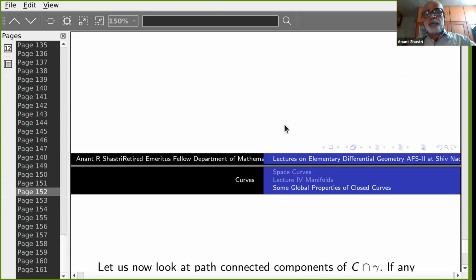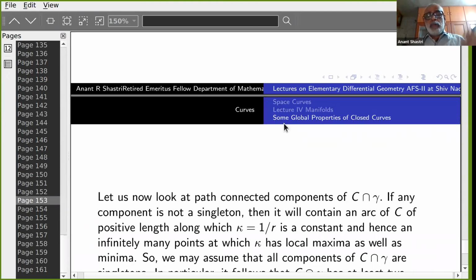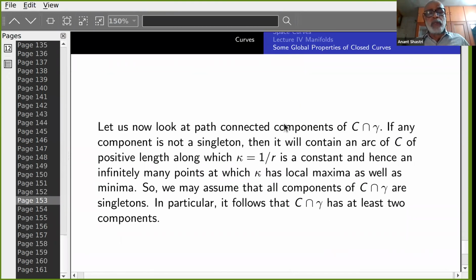Now we come to Osterman's idea. Let us now look at the path connected components of C intersection gamma. So this is pure topology now. If any component is not a singleton, a path connected space means, given any 2 points, there is a path, right? The image of a non-constant path is always uncountable. There will be lots of points there, right?